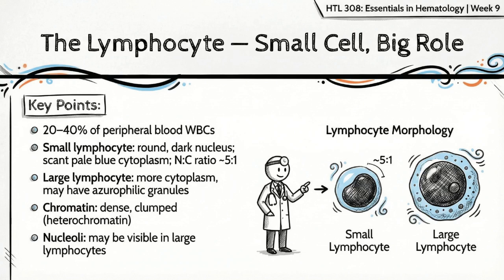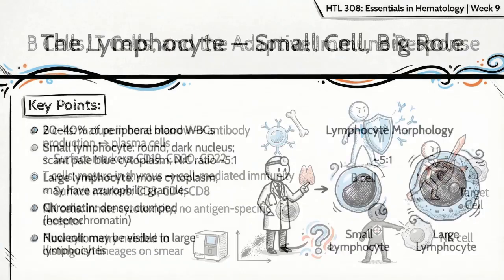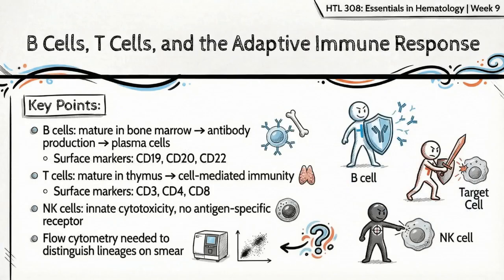You can't tell them apart on a Wright stain, you need flow cytometry for that. But on the smear, your job is to recognize them as lymphocytes and note if they look reactive. Let's spend just a moment on lymphocyte lineage, because it comes up in interpretation.